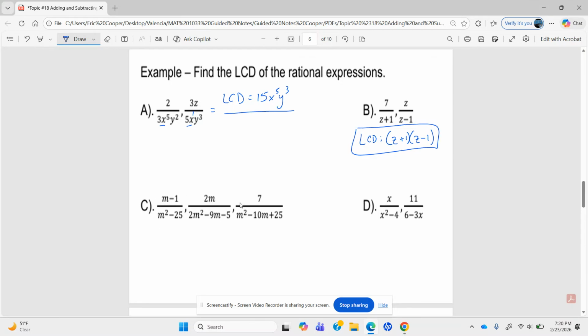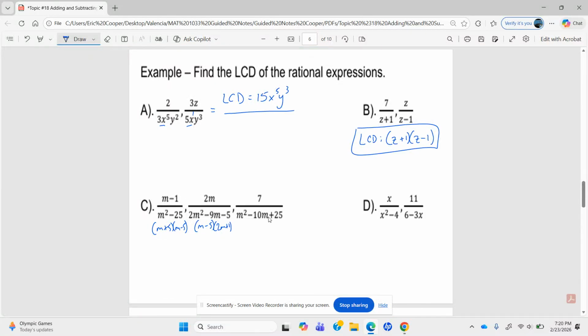For letter C, we can't find the LCDs until these are factored completely. Again, we're only looking at the denominators. That's what we're concerned about. M squared minus 25 is a difference of squares. It will become m plus 5 and m minus 5. The 2m squared minus 9m minus 5, we can use the AC method to solve that. Factoring that, it gives me an m minus 5 and a 2m plus 1.